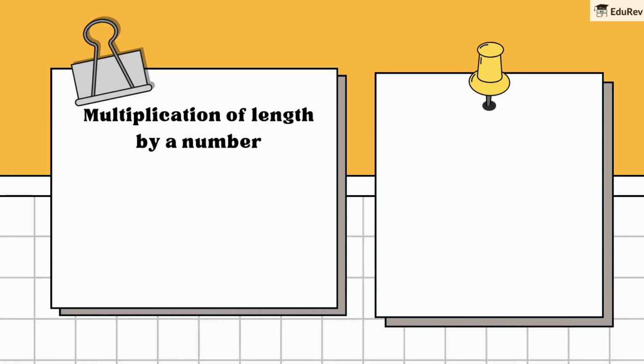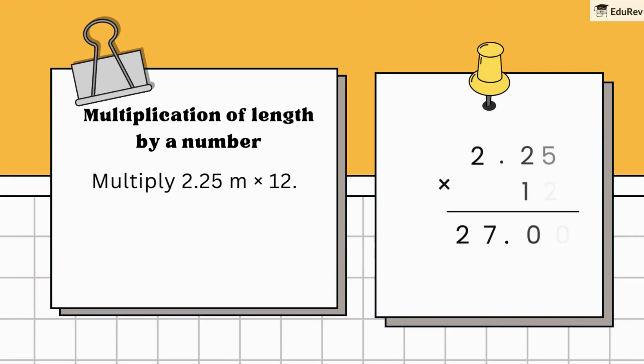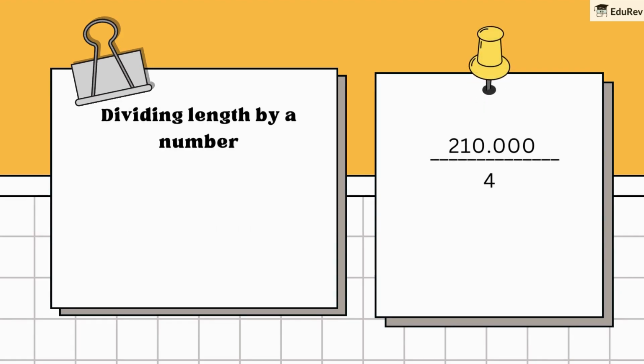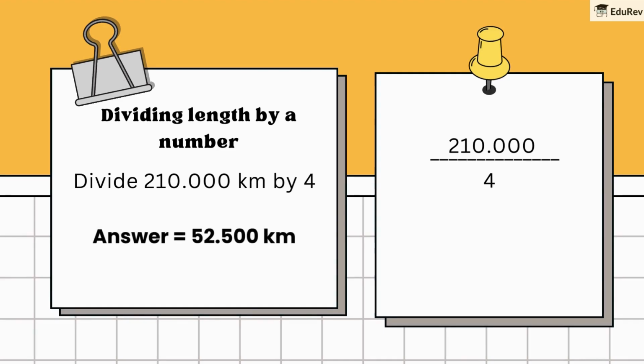Multiplication of length by a number. Multiply 2.25 meters times 12. We will multiply them normally as two numbers are multiplied. The answer will be 27 meters. Dividing length by a number. Divide 10.000 km by 4. We will divide them normally as two numbers are divided. The answer will be 52.500 km.